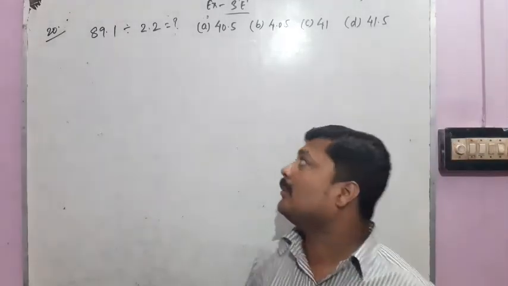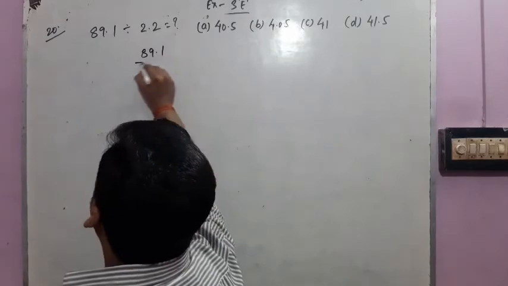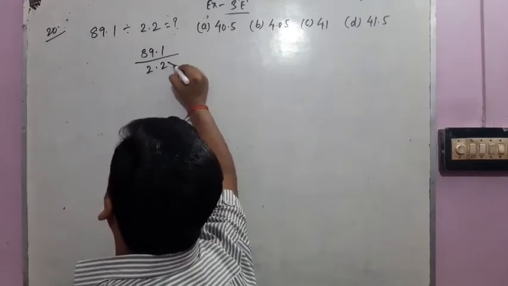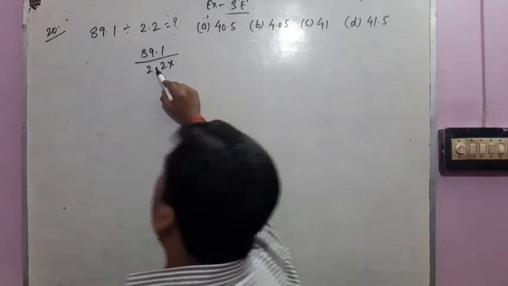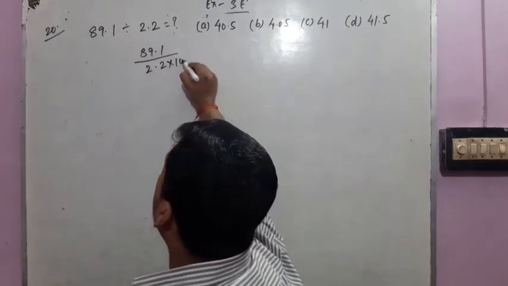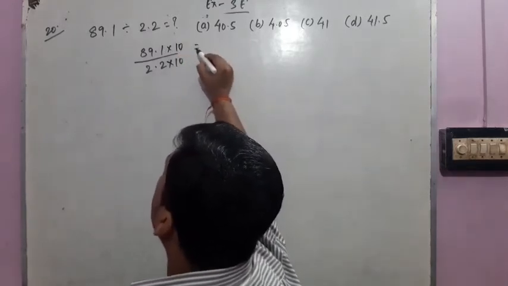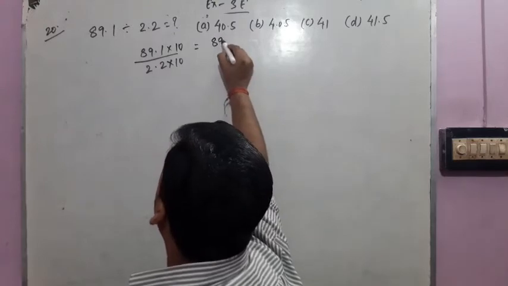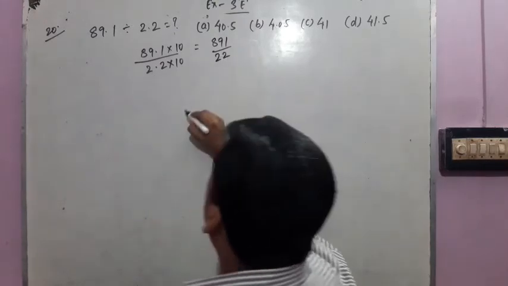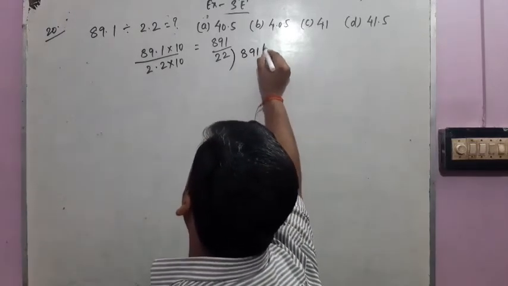We have to solve. Now, what do we have to divide? 89.1 by 2.2. Now, to remove the decimal from here, we are multiplying this term. How many digits are there after the decimal? 1 digit. So we are multiplying it by 10. With the same number, we are multiplying the dividend also. Now it becomes 891 and it becomes 22. Now we have to divide 891 by 22.